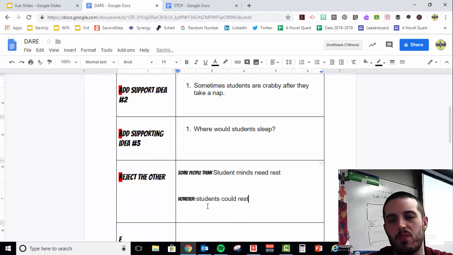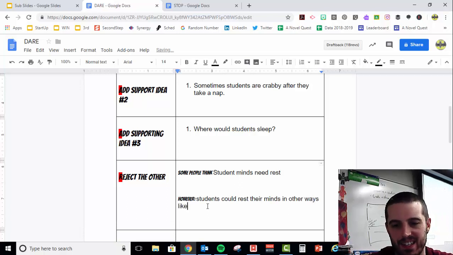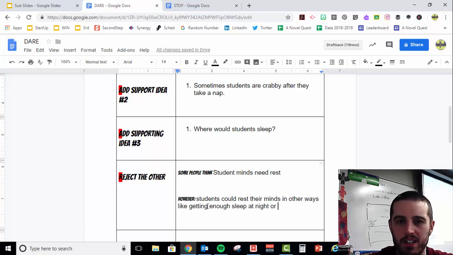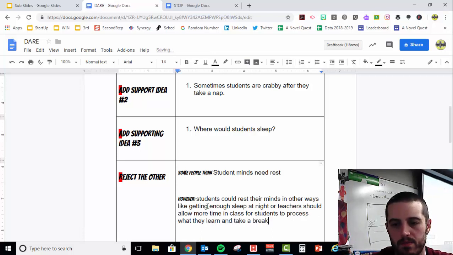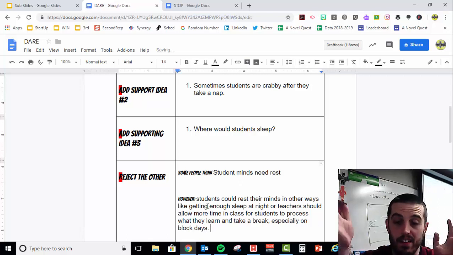Students could rest their minds in other ways, like getting enough sleep at night, or teachers should allow more time in class for students to process what they learned and take a break, especially on block days. All right, that's it.